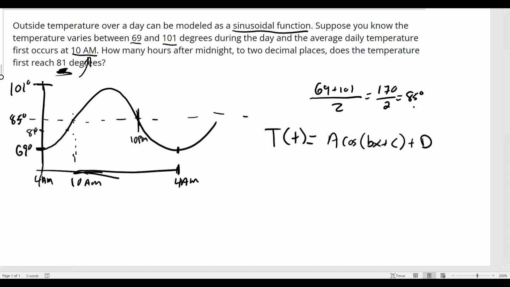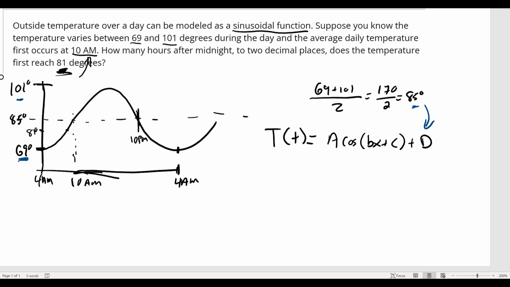So what I did, I started filling this in. I know that my lowest temperature is 69, my highest temperature is 101, and the middle there is 85. I found that calculation here. So that's going to be actually our shift of the function. So that center line should be at 0, but it's going to be at 85 instead. Okay, a lot of little pieces to fill in here.